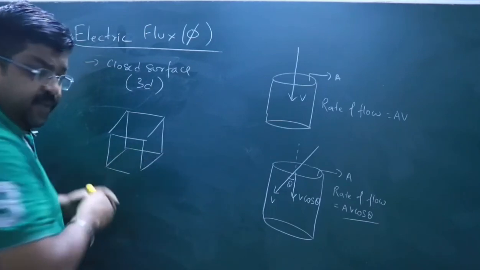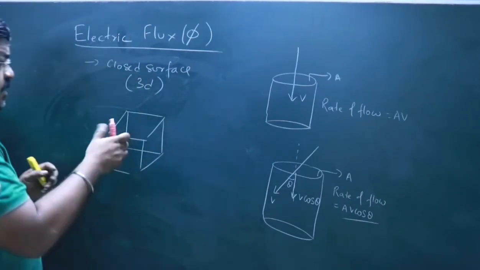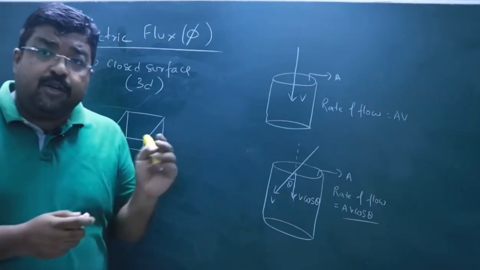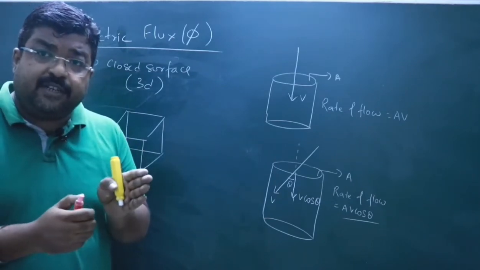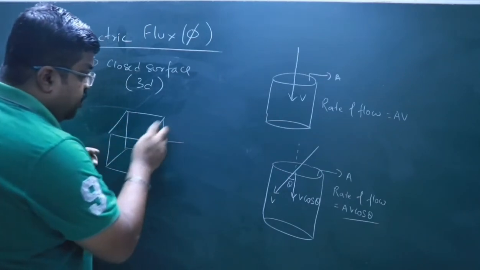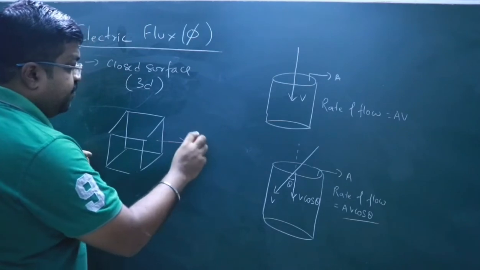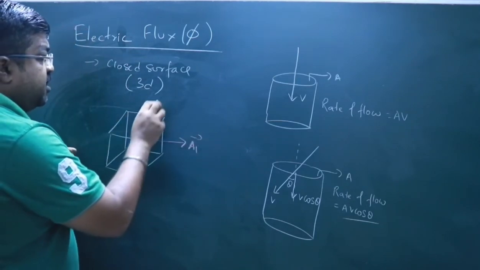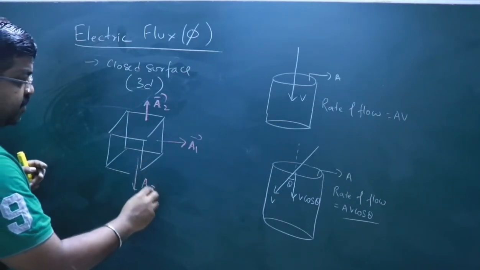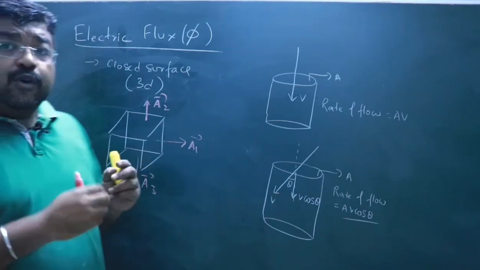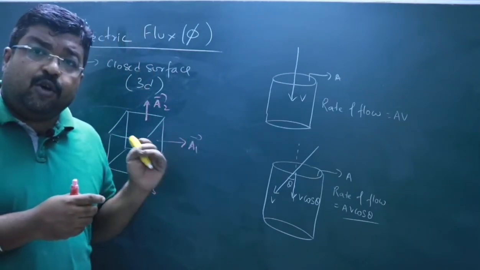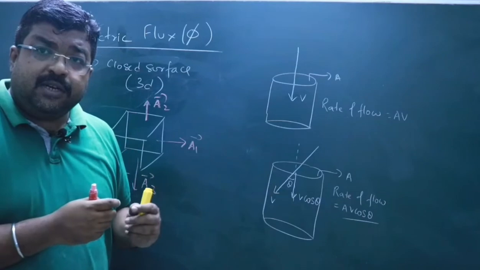So this is a cube. Okay, so now for this surface, area will always be normal to the surface being considered. But in which direction? It will be in the outward direction. So for this surface, area will be in this direction. For the upper surface, area will be in the upward direction. For the lower surface, it will be in the downward direction. Okay, so for a closed surface, the area vector will be normal to the surface but in the outward direction.